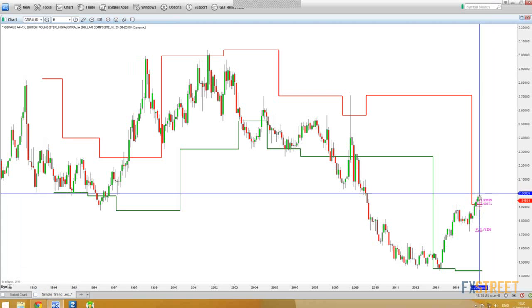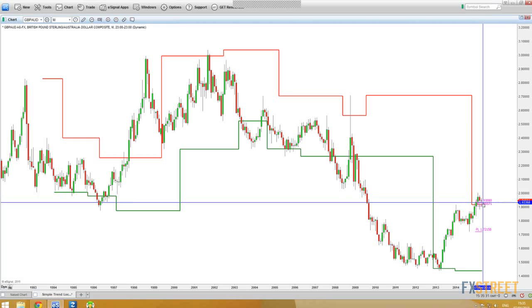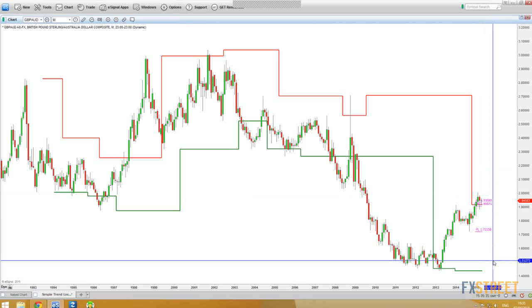And you can see that price is stuck between resistance and support. Price is stuck in an area of consolidation. Until it starts breaking out and giving us a clear trend direction, we don't want to be trading the pound Aussie dollar. It's untradeable at the moment.